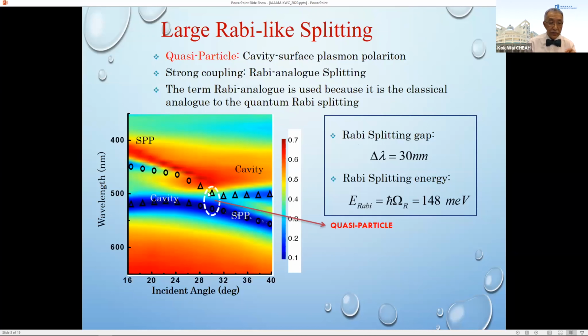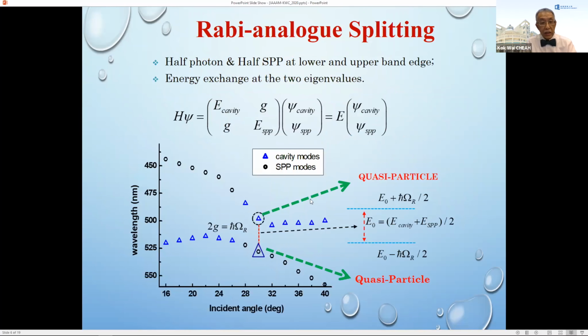The difference in wavelength is about 30 nanometers, corresponding to an energy difference of 148 meV, which is a fairly large splitting. This is entirely due to the fact that the SPP mode is able to couple into the microcavity, and what we can see here is the mode coupling between the cavity modes and the SPP mode. Here we use the Hamiltonian to look at the theory in a little more detail. You can have a plus and minus of the energy splitting, which gives you the energy split here.